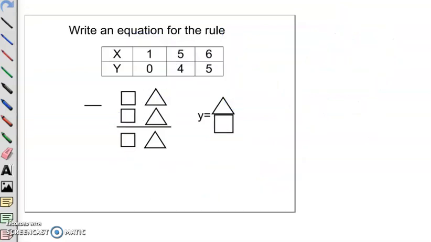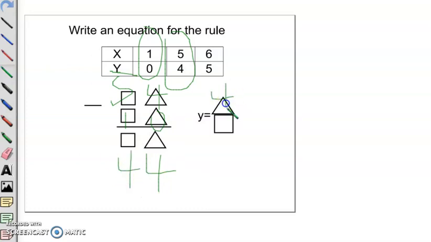All right, let's try another. Okay, so we are now going to take a look at this table, and I'm going to use my second point of 5, 4. 5, I really have trouble with 5s. 4, and then 1, 0. 4 minus 0 is 4, and 5 minus 1 is 4. So I get 4 over 4, which simplifies to 1, so it's y equals 1x.